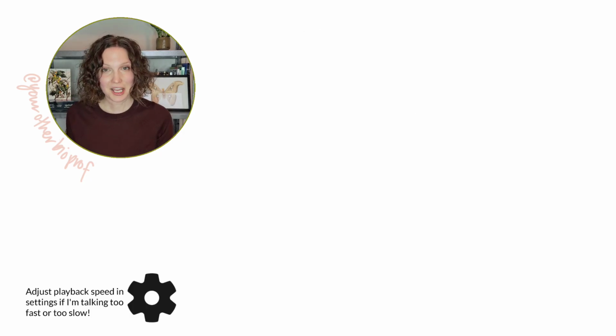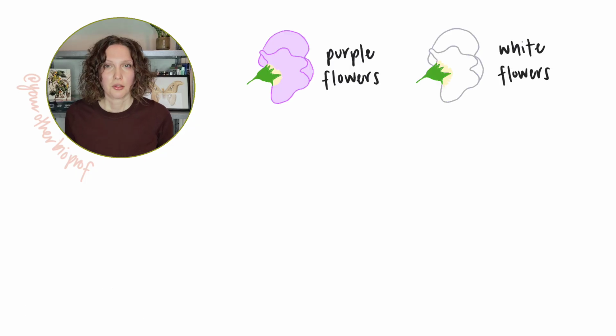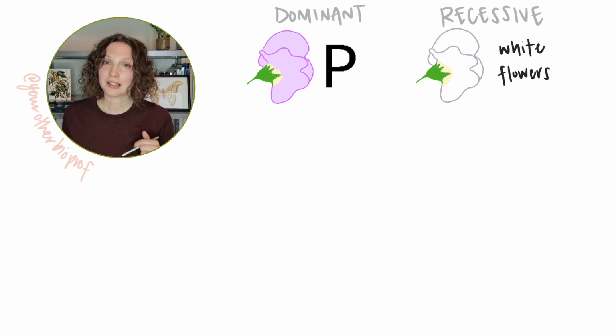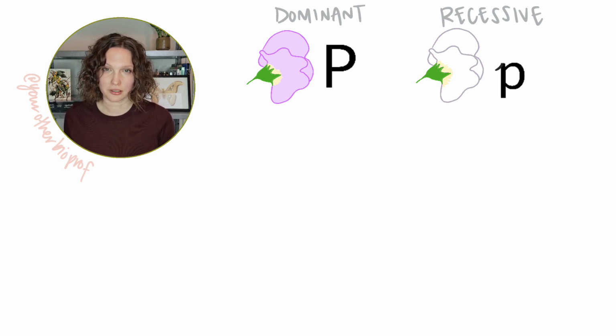With test in the name, we're trying to figure something out. So let's work with Mendel's peas. Through crosses, Mendel figured out that the purple flower color is dominant over the white flower color. So let's use big P for the purple flower allele and little p for the white flower allele.